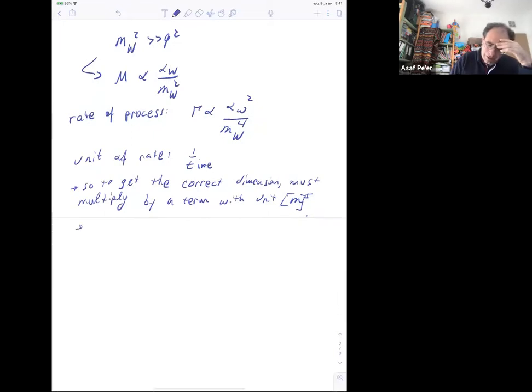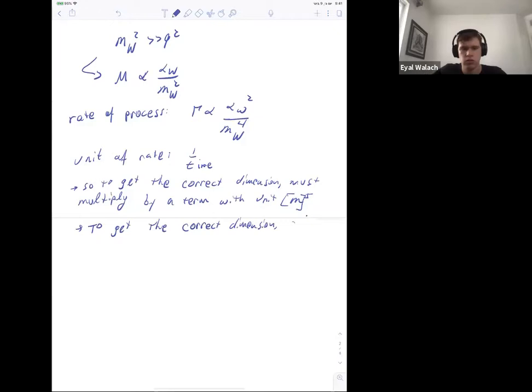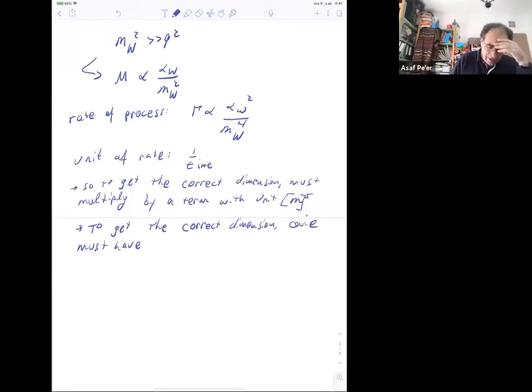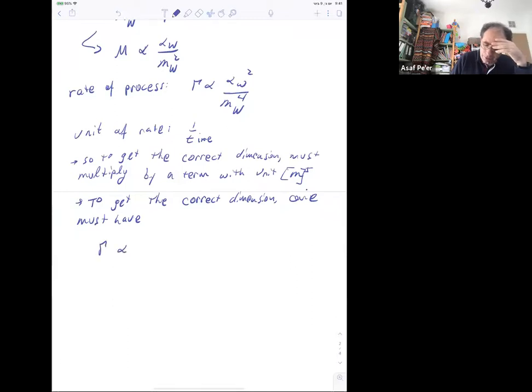It means that to get the right dimension, one must have the decay rate proportional to alpha weak squared times the mass of the neutron to the power 5, divided by the mass of the W to the power 4.